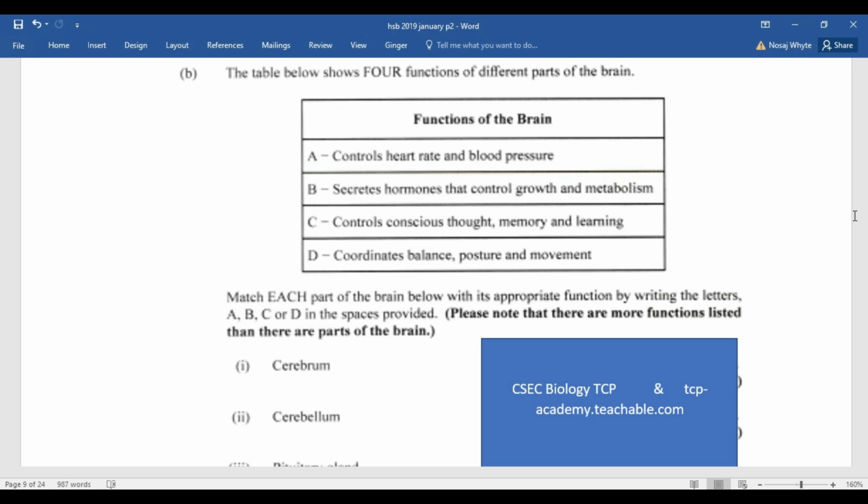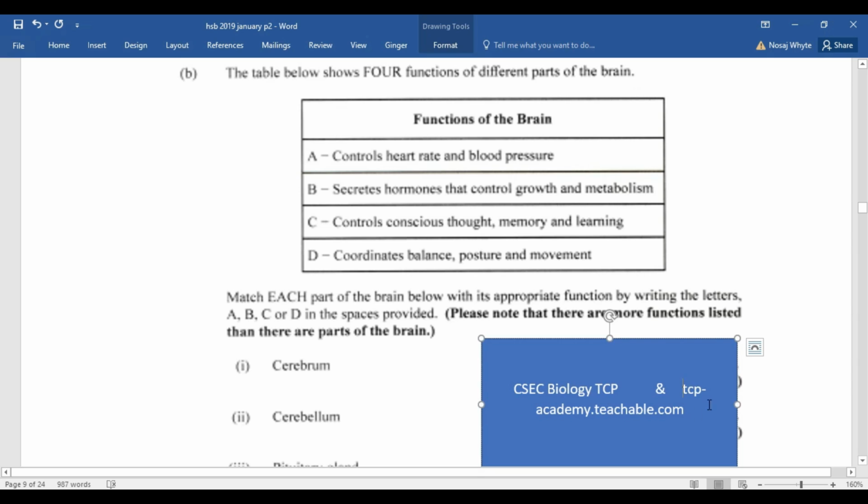So it is saying here that we should match each part of the brain below with its appropriate function by writing the letters A, B, C, D. Now pay attention, it asks you to write the letters, so please follow instruction in the space provided. Please note that there are more functions listed than there are parts of the brain. So we have the cerebrum, we have the cerebellum.